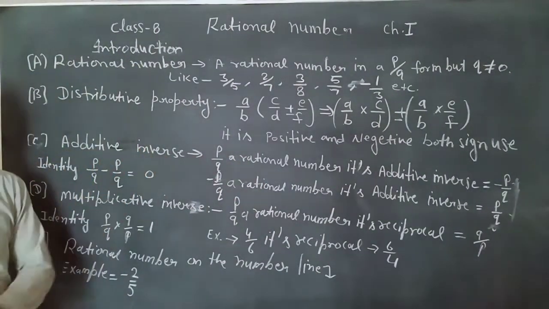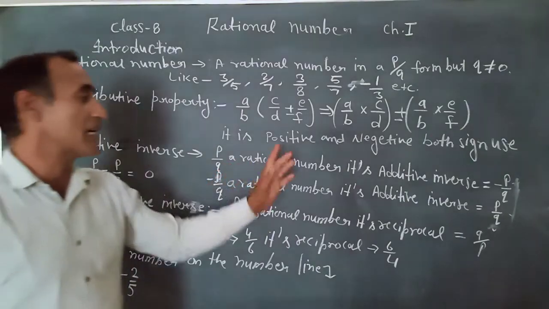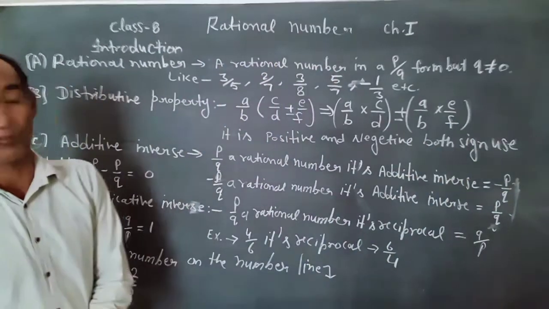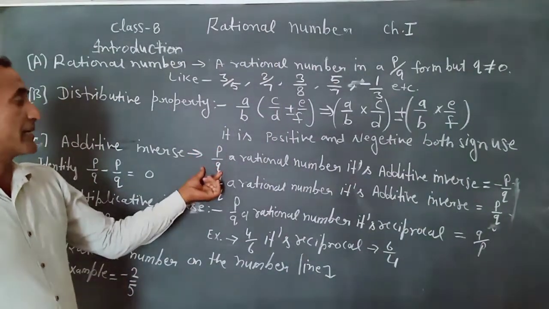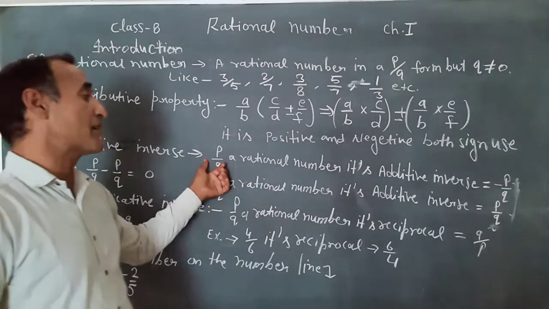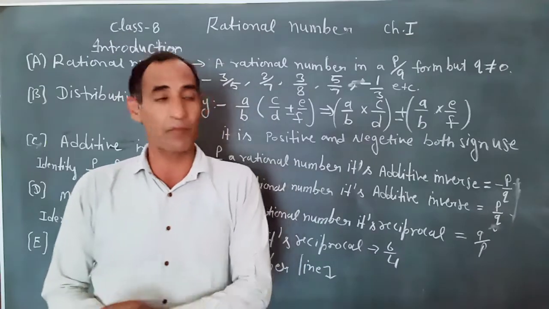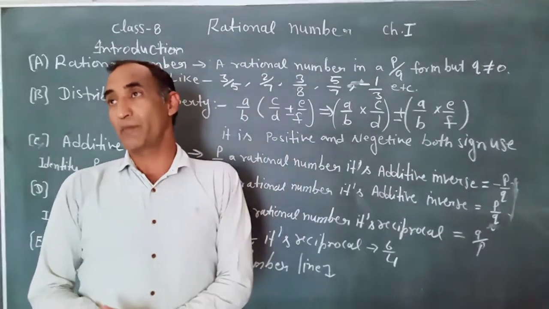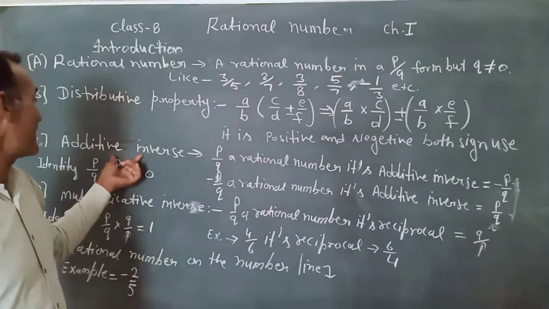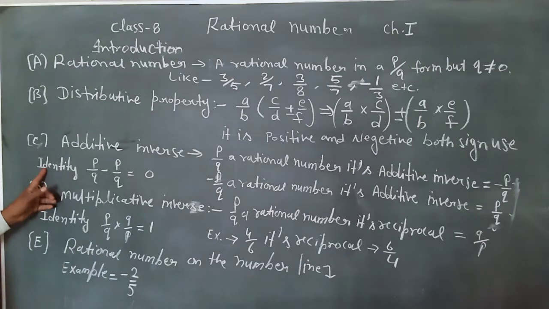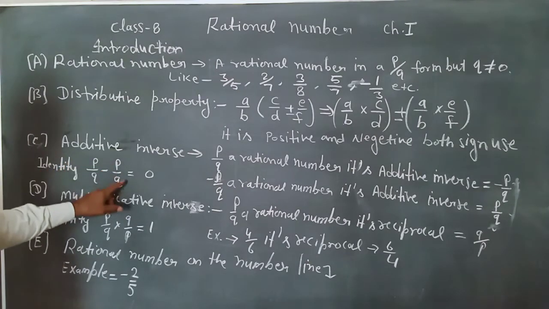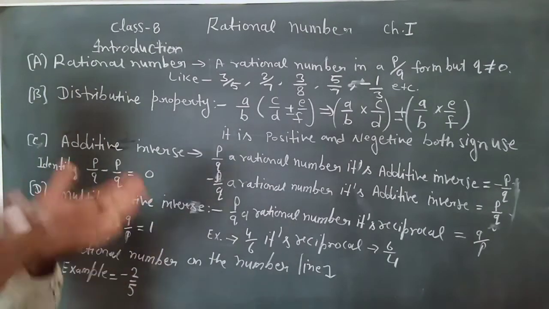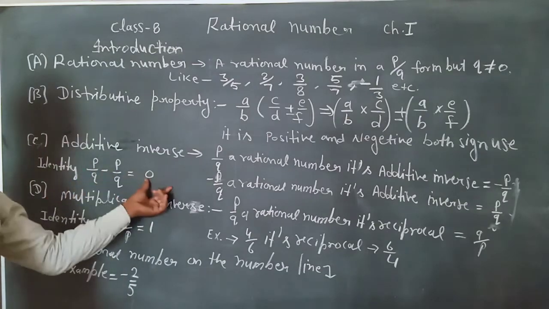Next, additive inverse. For a rational number p upon q, its additive inverse is minus p upon q. It means any rational number converts its sign. A positive rational number converts into a negative rational number, and a negative rational number converts into a positive number. It is called the additive inverse. Its identity property is p upon q minus p upon q equals 0. When a positive digit converts into a negative digit, we use the identity and find the answer 0.